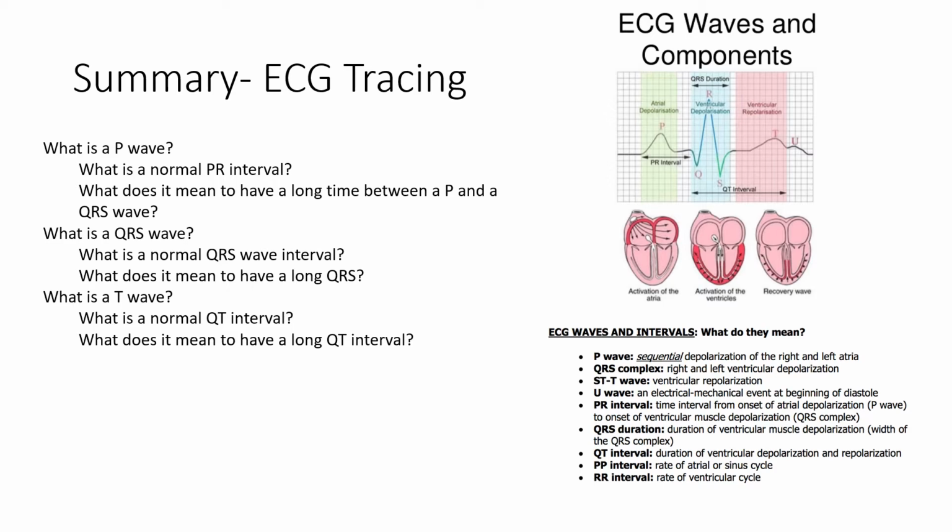Finally, the T wave represents ventricular repolarization. To have a long T interval means you have a long repolarization phase. A long QT interval could be caused either by a long QRS wave or by a long T wave. Having prolonged ventricular repolarization puts you at risk of torsades.